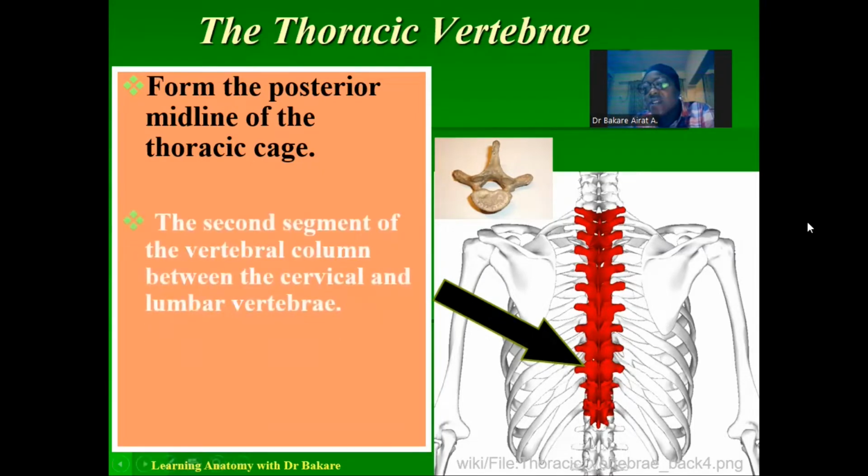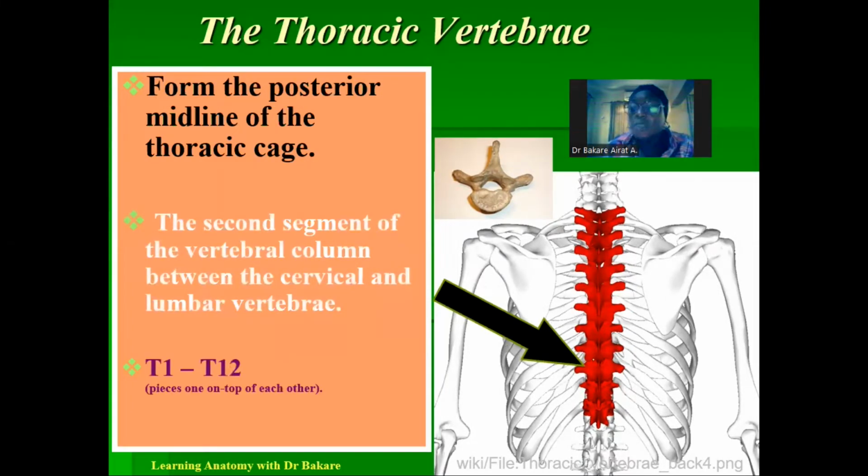This forms the second segment of the vertebral column. We have the cervical vertebra above it, and inferior to it, we have the lumbar, and inferior to the lumbar vertebra, we have the sacrum and also the coccyx. So this is the second segment in the vertebral column. It is seen between the cervical vertebra superiorly and the lumbar vertebra inferiorly.